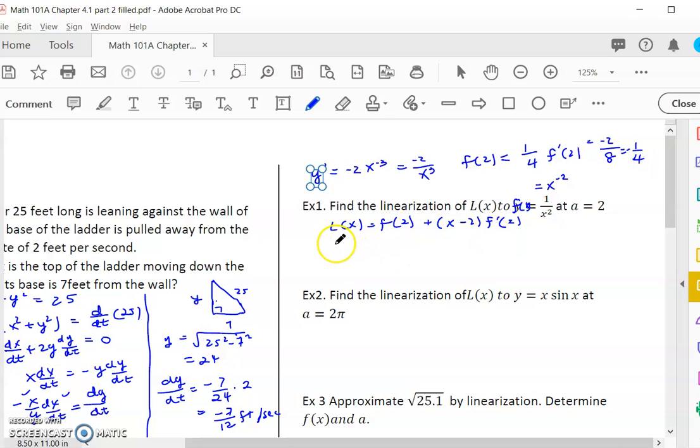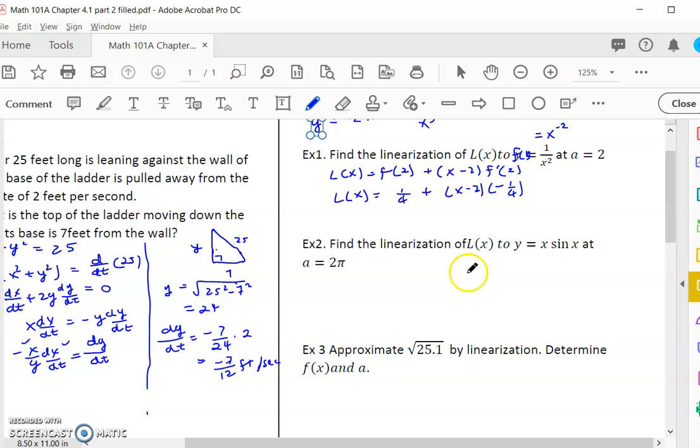Okay, so I'm just going to plug it in. So the linearization line that I can use would be f of 2, which was 1/4, plus x minus 2, times f prime, negative 1/4. And that is the linearization or the tangent line formula. You don't need to simplify it.